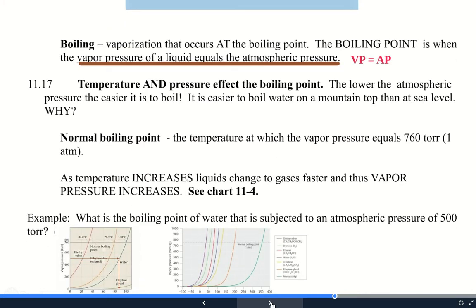That brings you to boiling. Now I'm kind of going through this fast because we will also talk about it in class, and there's a Quizlet that you can use and a Kahoot that you can use, and also because a lot of these terms are familiar.